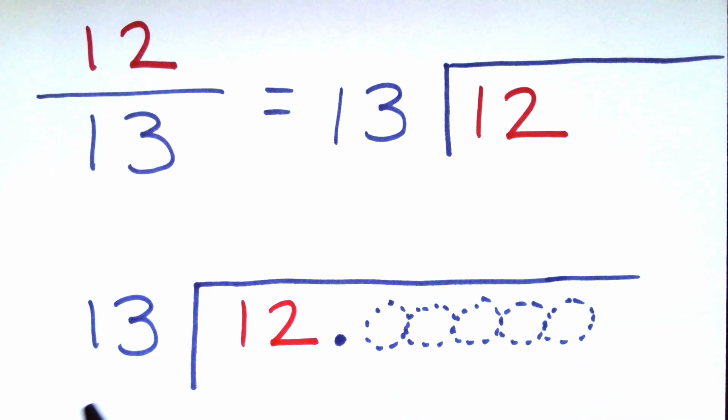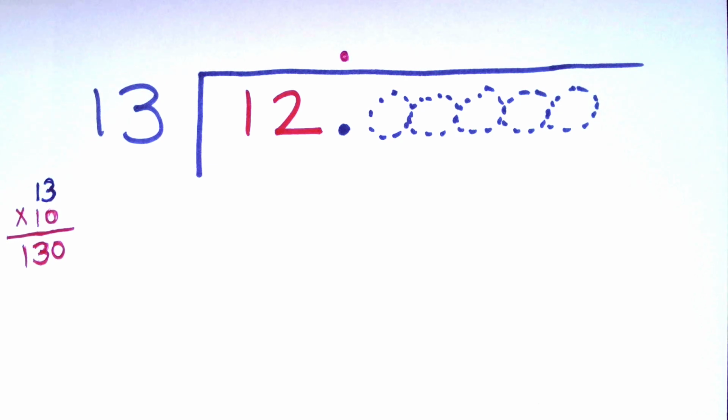Your first question is 13 times what number gets me closest to 12? Well, there's no whole number that will do that. So let's add a 0. 120 is the new target. 13 times what number gets me closest to 120? And I don't know off the top of my head. Let's do something called guess and check. Let me show you what that looks like.